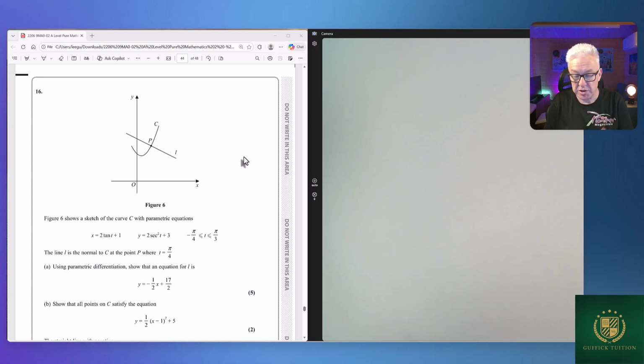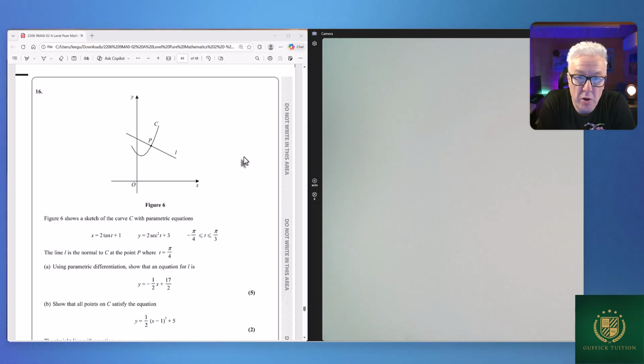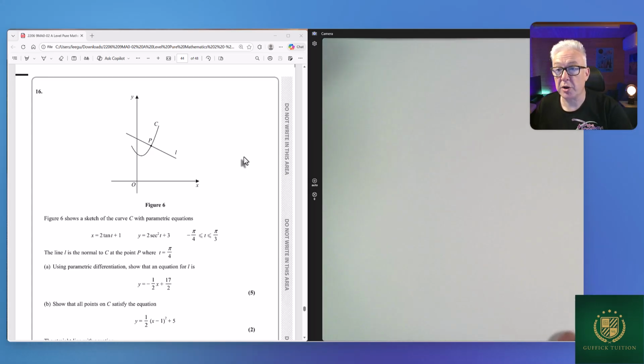Hello everyone, this is question 16 on paper 2 from 2022 for Edexcel, and we've got an A-star parametric question. It says figure 6 shows a sketch of a curve C with parametric equations x equals 2 tan t add 1 and y equals 2 sec squared t add 3. The line L is normal to C at the point P where t is equal to pi over 4. Use parametric differentiation to show that the equation for L is that. 5 marks. Okay, that's quite nice for a last question on a paper.